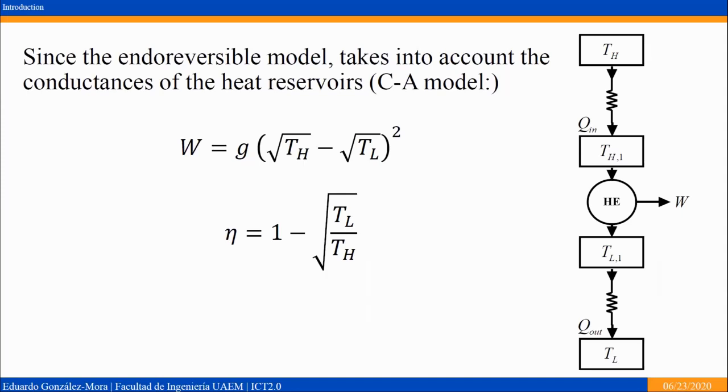On the other hand, if the heat engine considers the internal irreversibilities by means of the turbine, for example, a good agreement between the models and the observed performances is shown, and it can be seen in the previous table. If we account as G for the thermal conductances, the work output is just a function of the square roots of the temperature, and so is the efficiency.